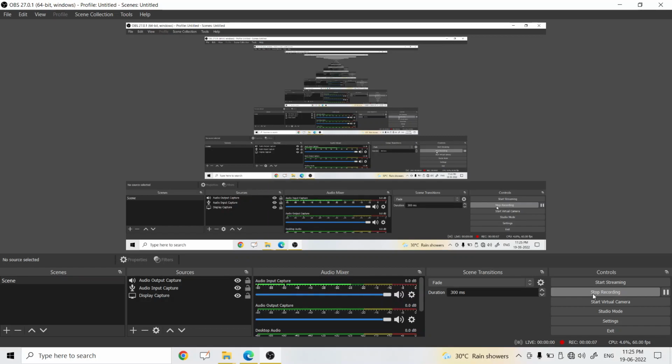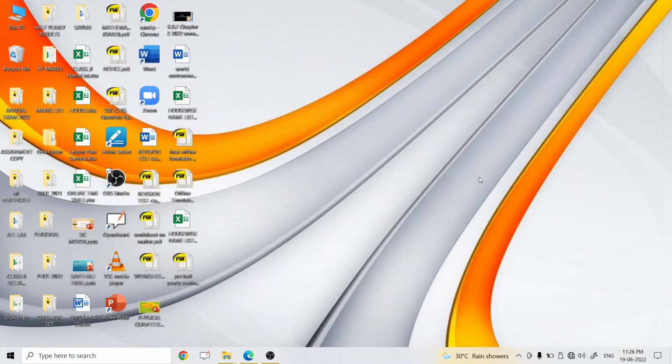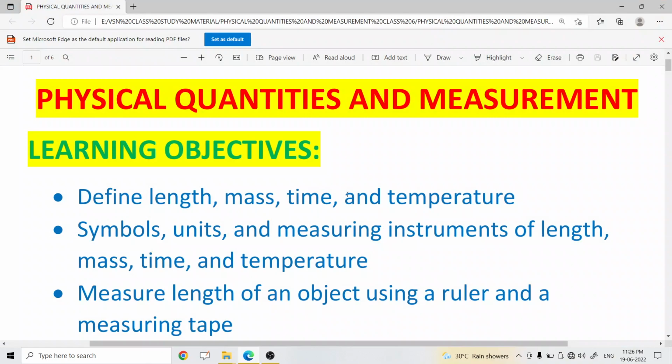Actually, before summer vacation, we completed our first chapter, that is matter. I hope everyone's exam has been good. So today we are going to discuss our second chapter, that is physical quantities and measurement.